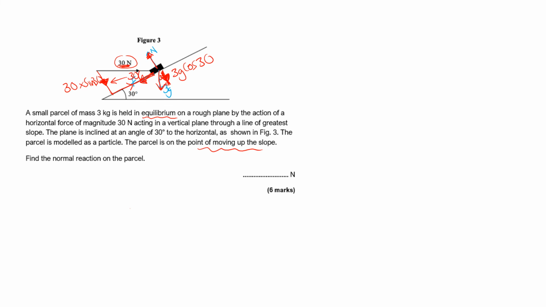So the thing we're trying to find, the normal reaction, is going to be 30 sine 30 plus 3g cos 30. And when you put that in your calculator, you're going to get 40.46, and that will be in newtons.